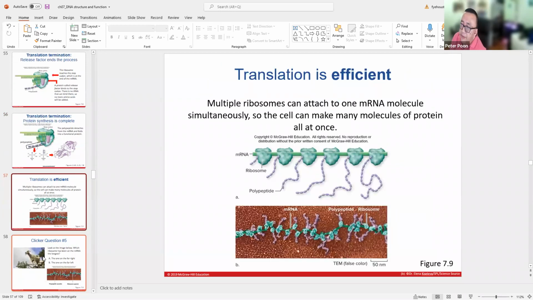Translation is efficient. Multiple ribosomes can attach to one mRNA molecule. You can see the ribosome starts from this side and goes to this side. Once one ribosome starts forward, another one can clamp on and move through, and then another one can clamp on. So you can constantly make these proteins. You can see these are shorter, these are longer, so these must be first, and these must be last.